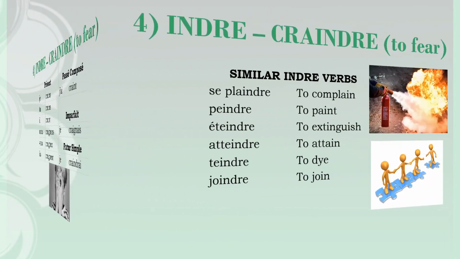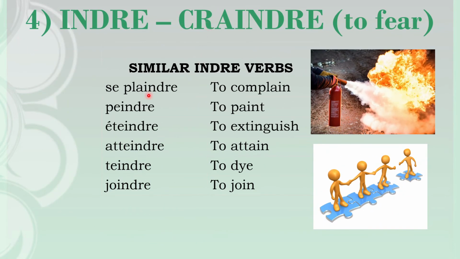You can apply the same rules for other verbs like craindre too. So plaindre, which is to complain, peindre, which is to paint. Éteindre is to extinguish, to put out, put off. Atteindre is to attain, to reach something somewhere. Teindre is to dye, as in to put color on something. And joindre is to join. So all these INDRE verbs follow the same rules as you have seen for craindre.